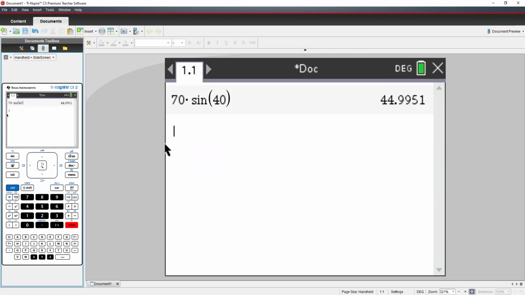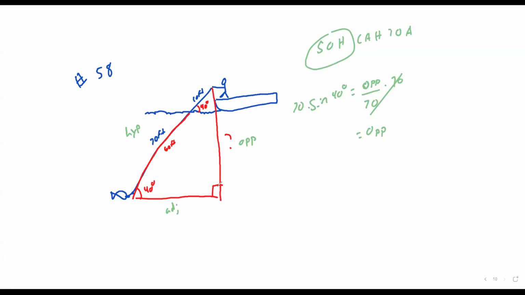So here we go. So let me go back to my screen. All right, so this entire part here, this opposite part is, we're going to say 45 feet. Now, here's the issue. The question says, how deep is the fish? So the entire part here is 45. I just want this part.